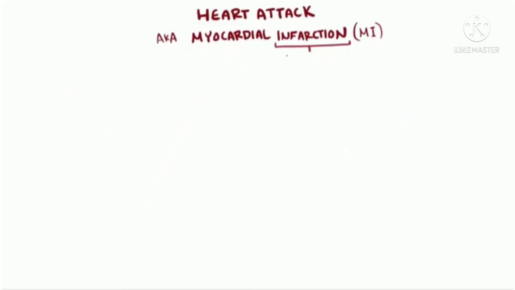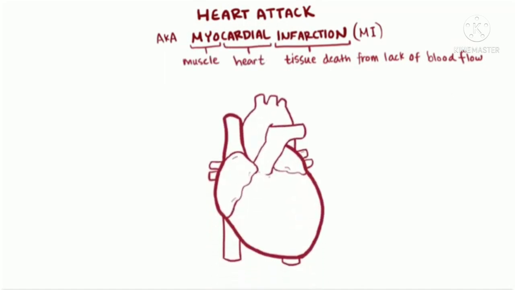The word infarction means that some area of tissue has died due to a lack of blood flow, and therefore a lack of oxygen. Myo refers to the muscle, and cardial refers to the heart tissue. So with a heart attack, or MI, you have death of heart muscle cells because of a lack in blood flow, a process called necrosis.